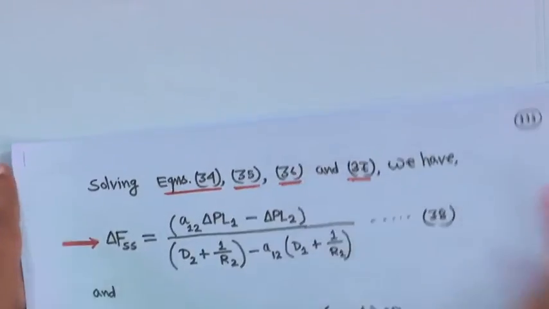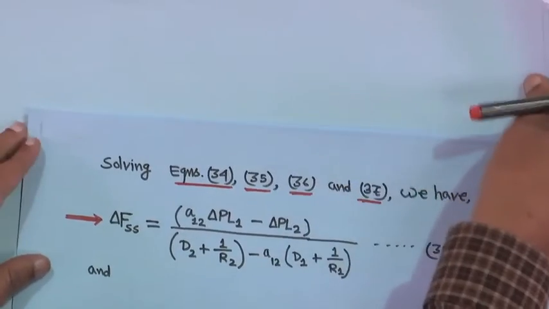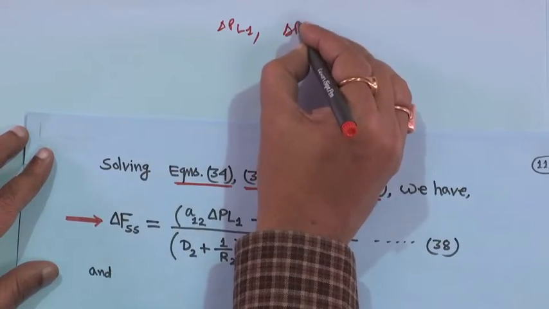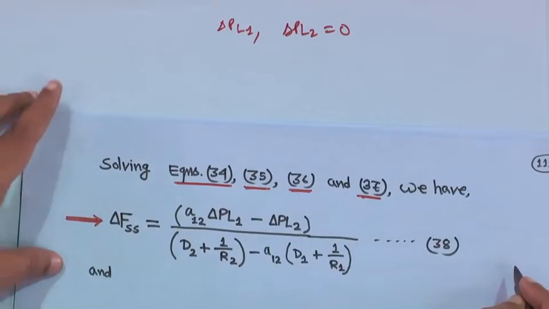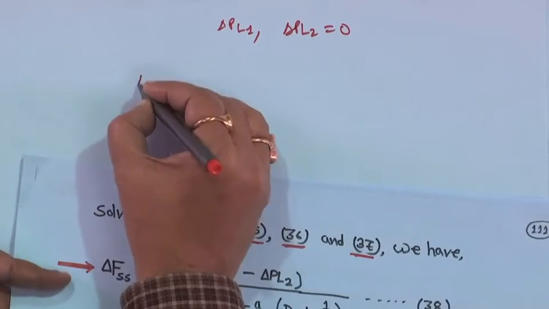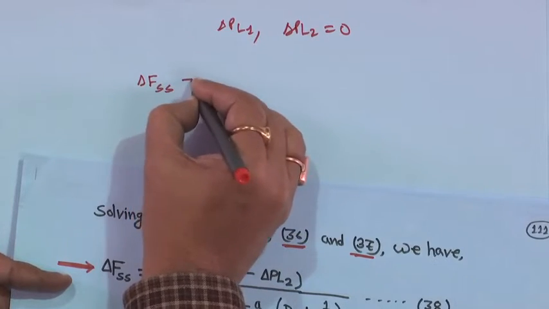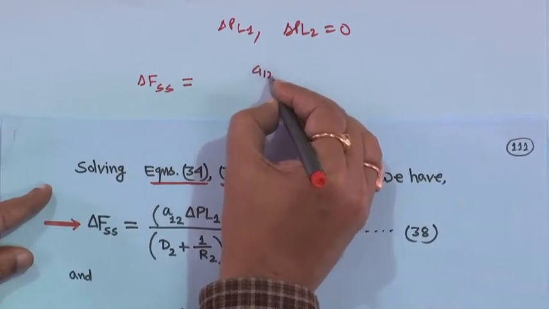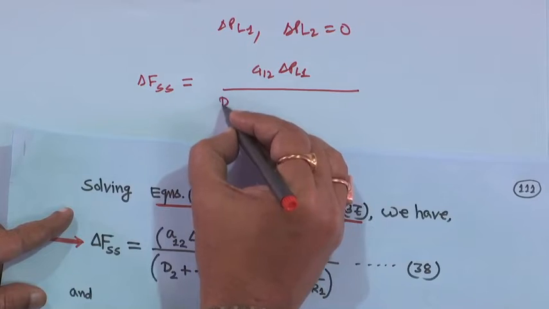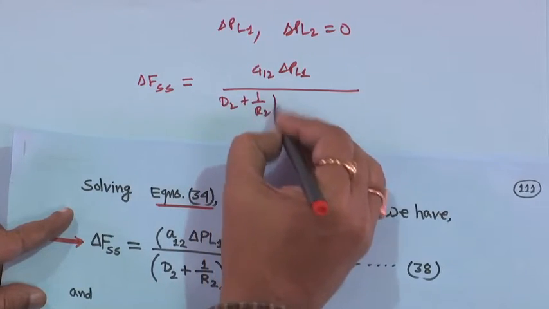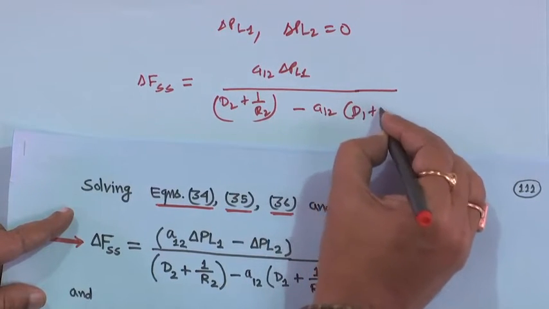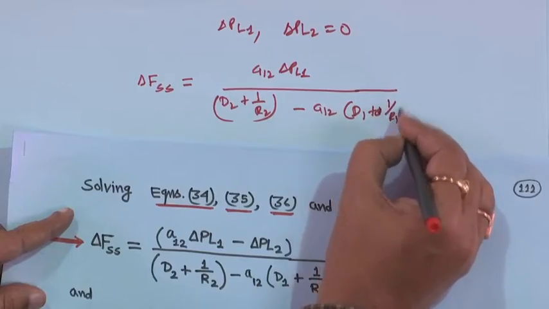Now, just before moving further, from this equation only, suppose disturbance is there only in area 1, and in area 2 the disturbance delta PL2 is equal to 0, there is no disturbance in area 2. So, in that case this equation will become delta FSS is equal to A12 delta PL1 divided by D2 plus 1 upon R2 minus A12 D1 plus 1 upon R1.